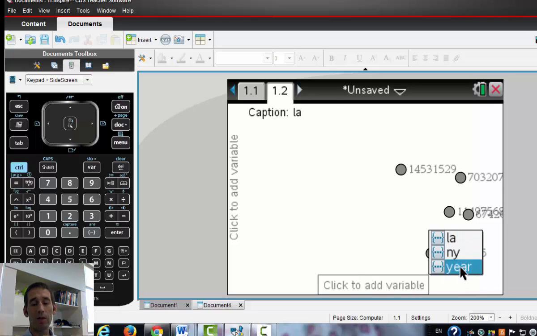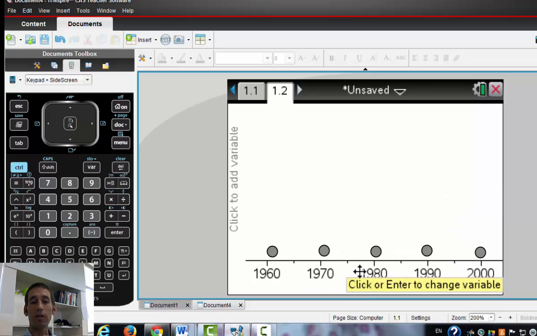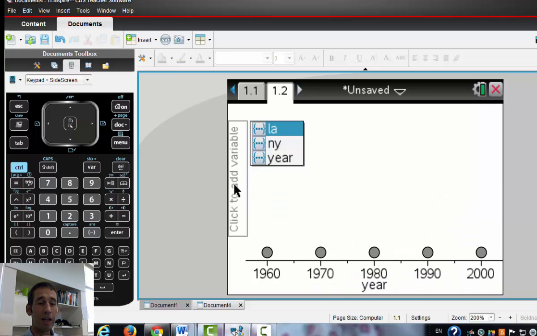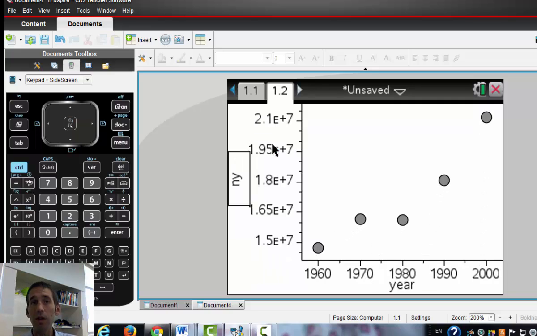Now I know that the population is a function of the year. So we're going to put year on the x-axis and we're going to put our population on the y-axis. We'll first take a look at New York. All right. So New York, you'll notice that it is going up as the years go on. Between 1970 and 1980, there wasn't much of an increase there, but it's relatively going up.